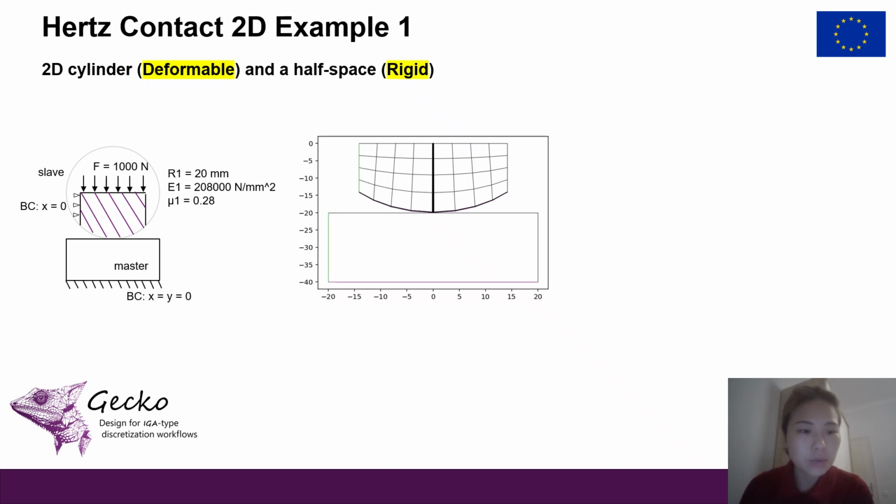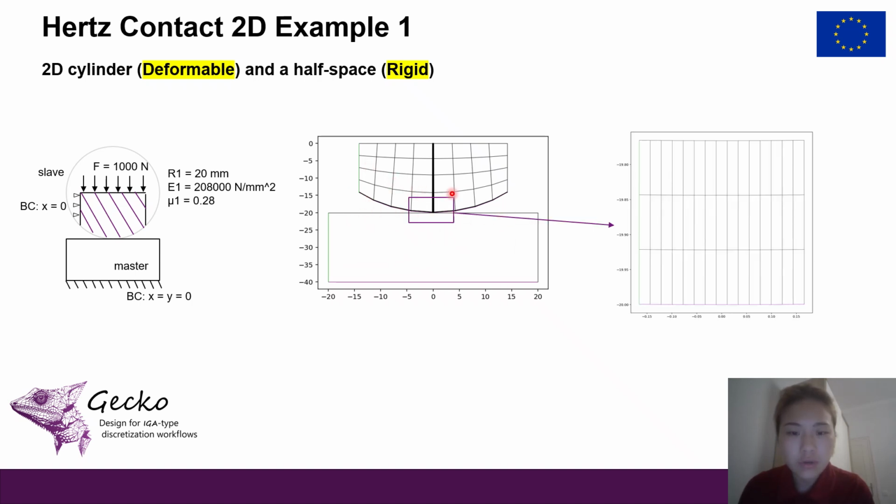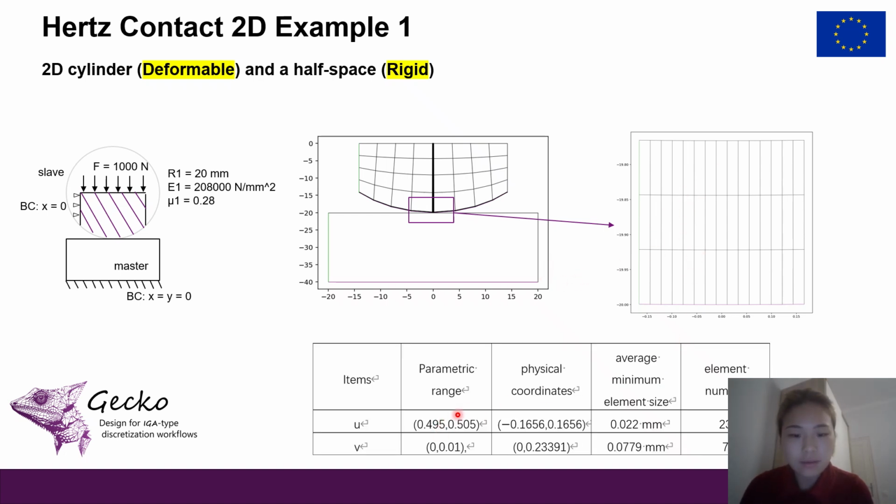Here you can see a 2D cylinder, which is deformable, and a half space, which is rigid. The parametric domain is refined locally in both the U direction and V direction, focusing on the contact region. In the physical space, you can see very refined meshes. Here you can see the average and minimum element size, parametric range, physical coordinates, and also the element numbers in these refined areas.